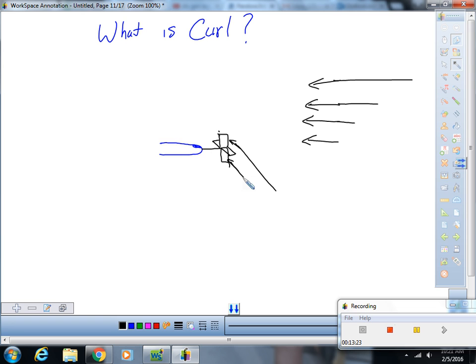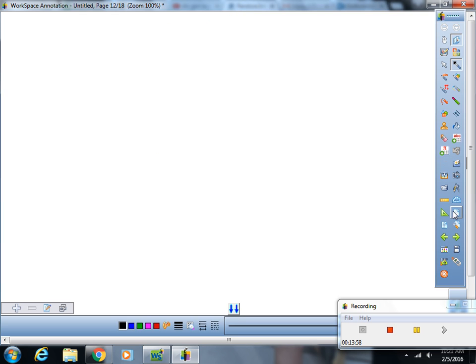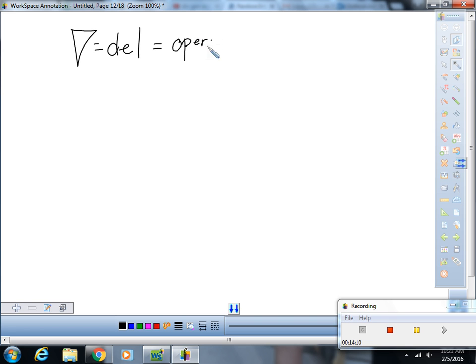But I want you to kind of have an idea of what you're figuring out before we learn the math behind it. Now, the next thing you got to understand is that when you see this thing, del, and it's by itself, it's just an operator. Without accompaniment, it does absolutely nothing. But by itself, it looks like this.